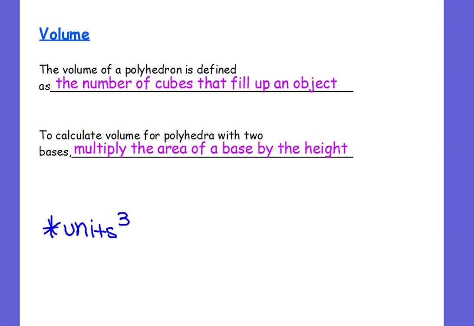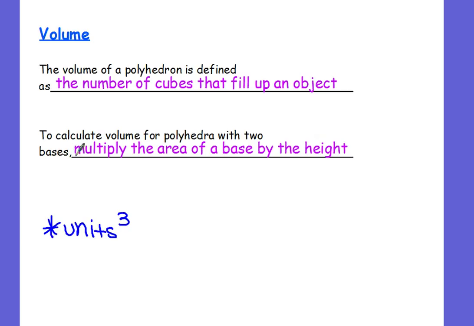All right, let's take a look at volume now. So this is the actual literal definition of volume. Seems kind of weird, but it's defined as the number of cubes that fill up an object, which is why in the end we have units cubed, like feet cubed or cubic inches, stuff like that. Literally the amount of cubes that could fill up an object.